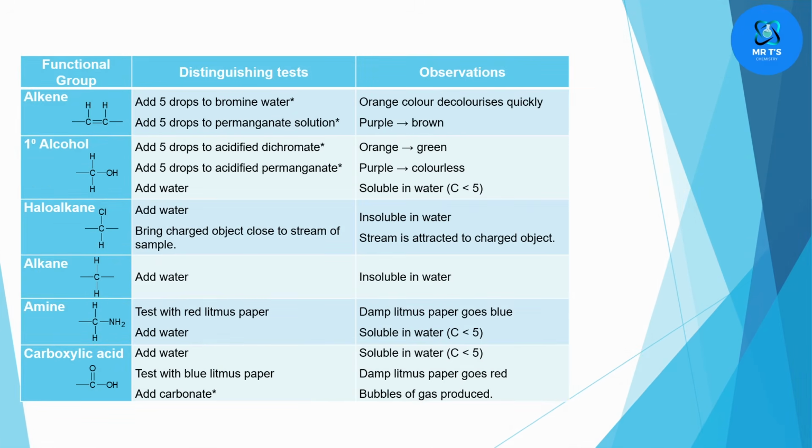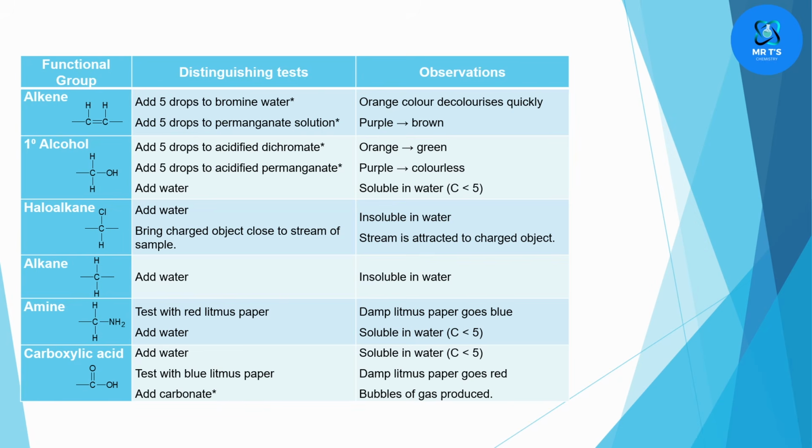Often we're going to be given a scenario where we will have unknown samples of organic substances. Now all of these organic substances that we're going to be given are going to be liquids at room temperature, and they're going to be colorless. So we can't identify whether they are alkenes, alcohols, haloalkanes, alkanes, amines, or carboxylic acids. However, there is a series of tests that we can do to identify what type of functional group they do have.